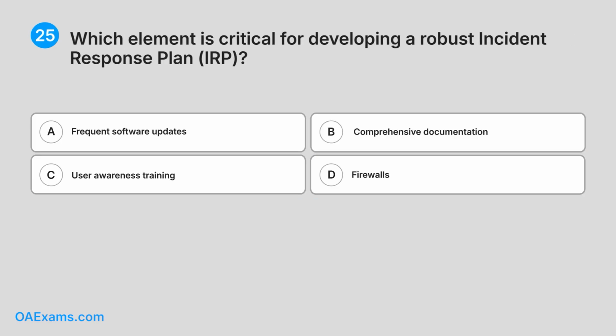25. Which element is critical for developing a robust incident response plan? A. Frequent software updates. B. Comprehensive documentation. C. User awareness training. D. Firewalls. What do you think is the answer?